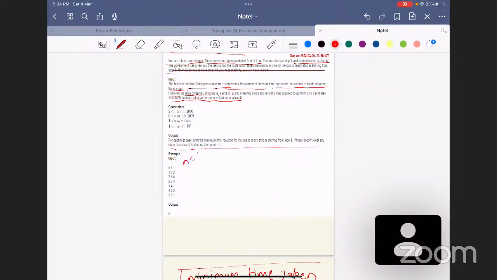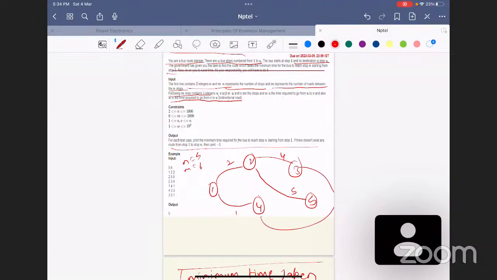And understanding this example, n is 5, m is 6. So we have stops 1, 2, 3, 4, and 5. From 1 to 2, it takes 2 hours of time. From 2 to 5, it takes 5 hours of time. From 2 to 3, it takes 4 hours of time. From 1 to 4, it takes 1 hour of time. 3 to 4, it takes 3 hours of time. And from 3 to 5, it takes 1 hour of time. So what is the minimum time required?